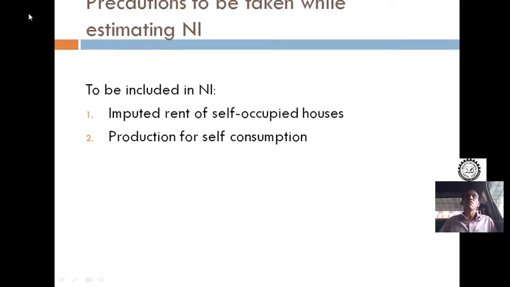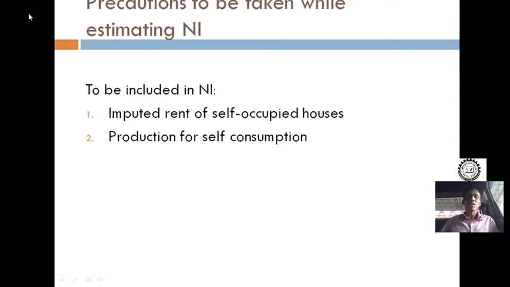Thus, while we are measuring national income, there are certain precautions to be considered. Otherwise, the national income estimate may not be correct. Certain things must be included in national income and certain things must not be included. Now, we have listed two important things to be included in the national income estimation.